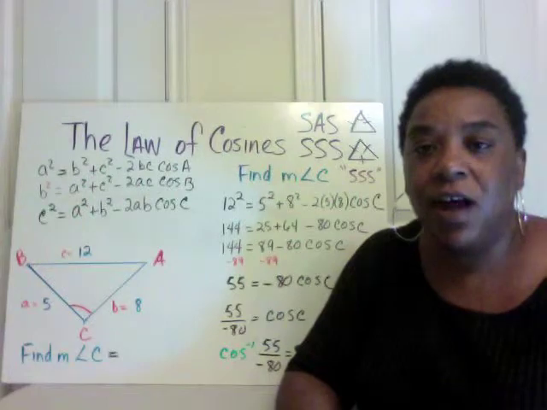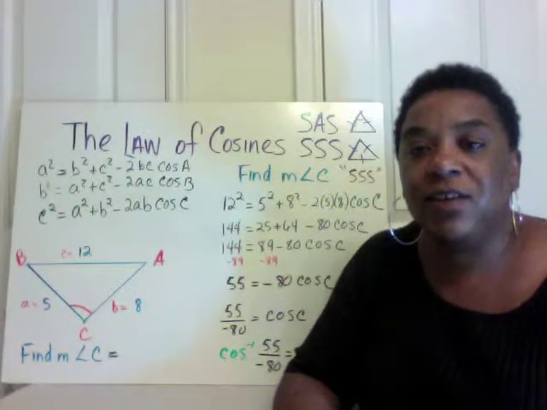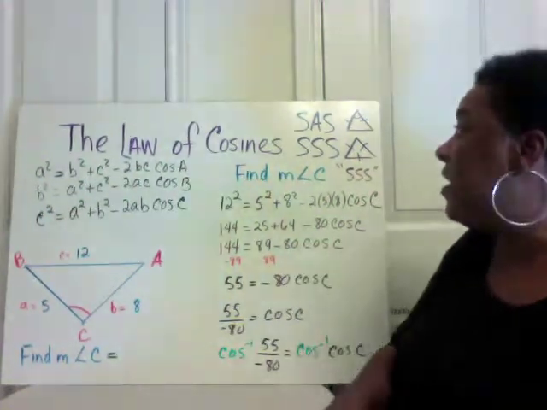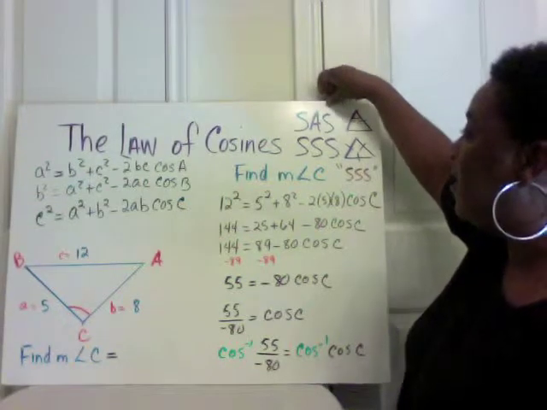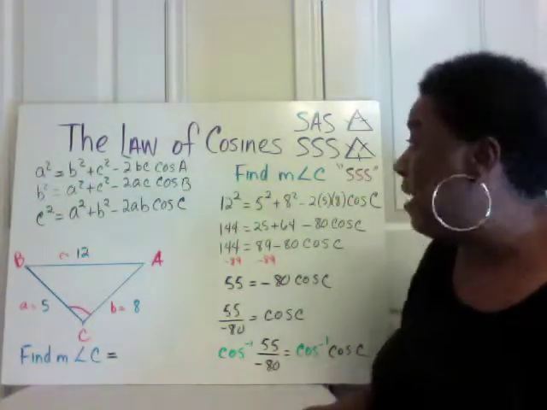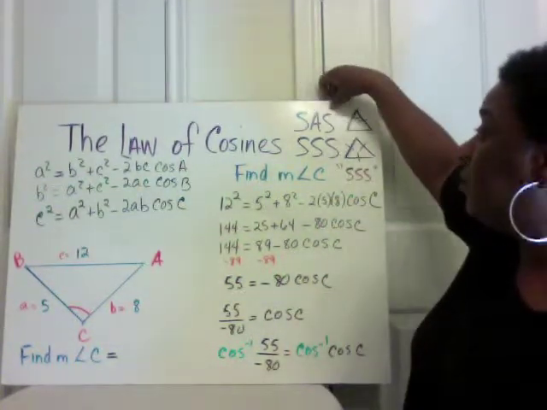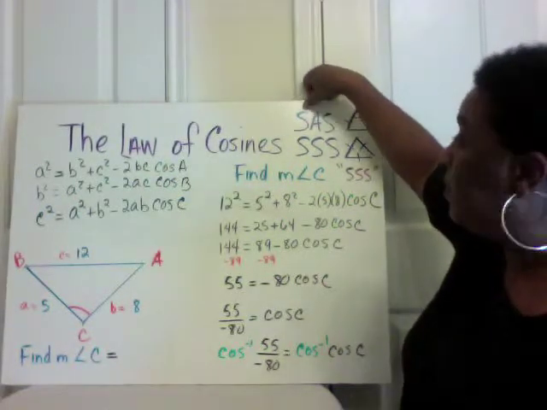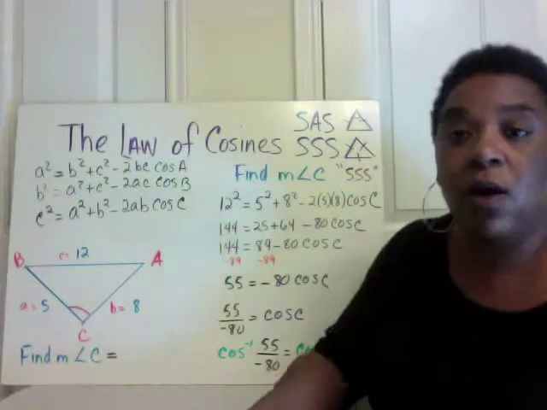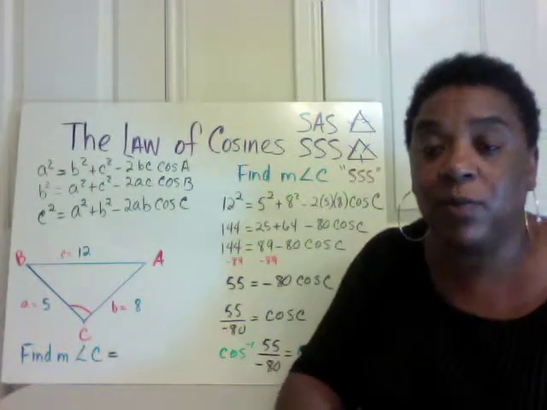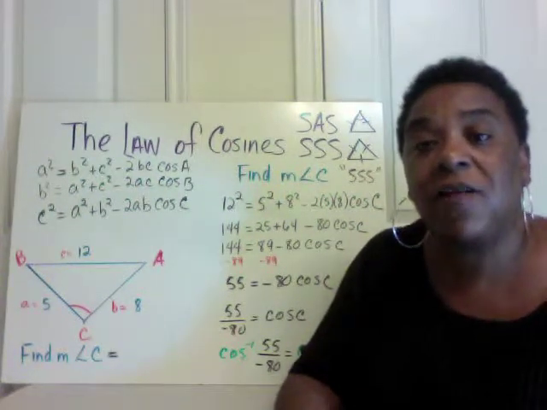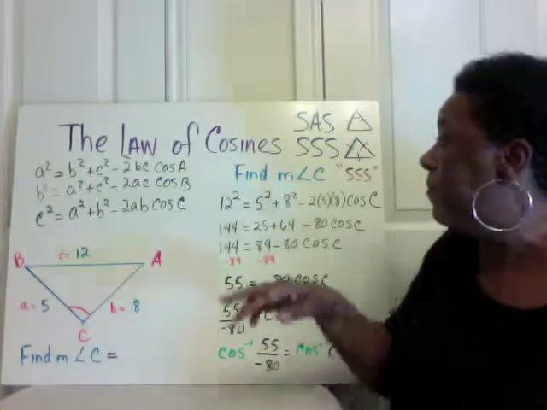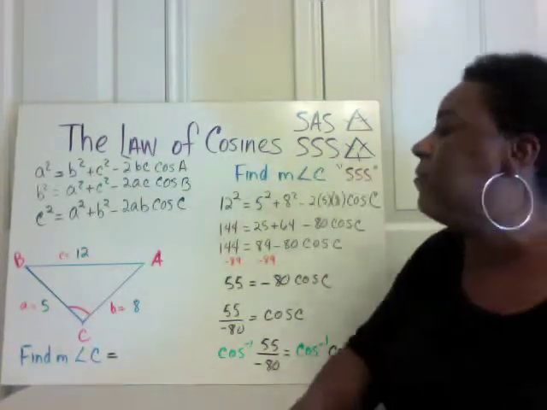Let's talk about the law of cosines. We can use the law of cosines when we are given side angle side information about a triangle. That means we are given the lengths of two sides of a triangle and the measure of an angle in between those two sides. Or we can use the law of cosines when we are given the measures of all three sides of the triangle, that is side, side, side.